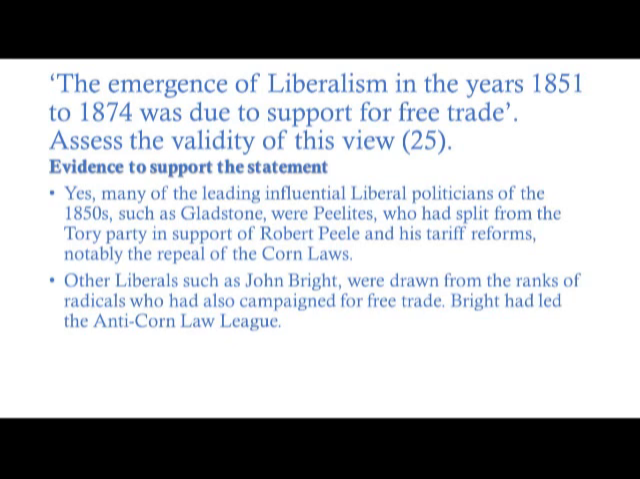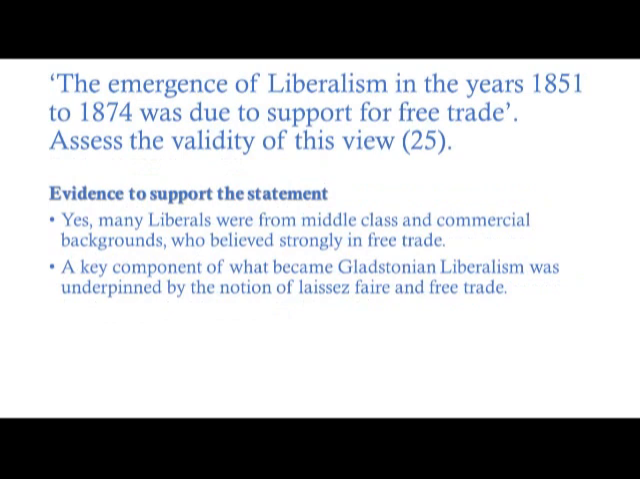So, the Peelites were, of course, supporters of free trade because they supported Peel's repeal or abolition of the old Corn Laws. Other leading Liberals at the time included the Radical MP John Bright, who had also been a founding member and a very, very influential member of the Anti-Corn Law League, which was a pressure group set up to petition for the abolition of the Corn Laws.